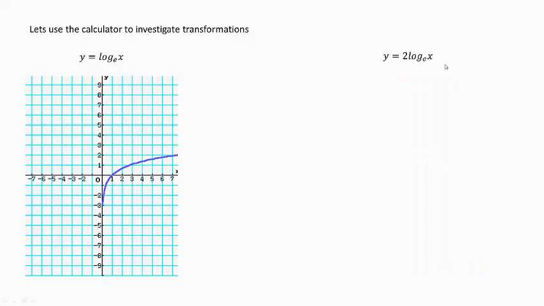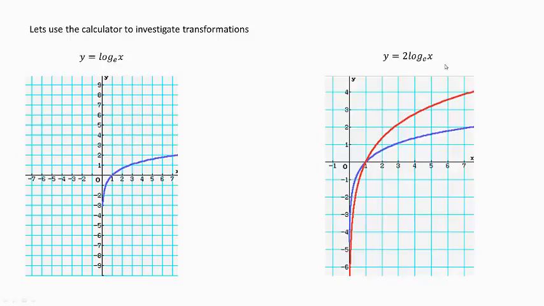Okay, next one we want to look at is, what if I put a 2 out the front? So this is 2 times log e to the x. What's going to happen here? Well, I've made the graph a little bit bigger here so that we can see exactly what's happening. We're changing the y value. So with 2 log e to the x, we're doing something to the y value.